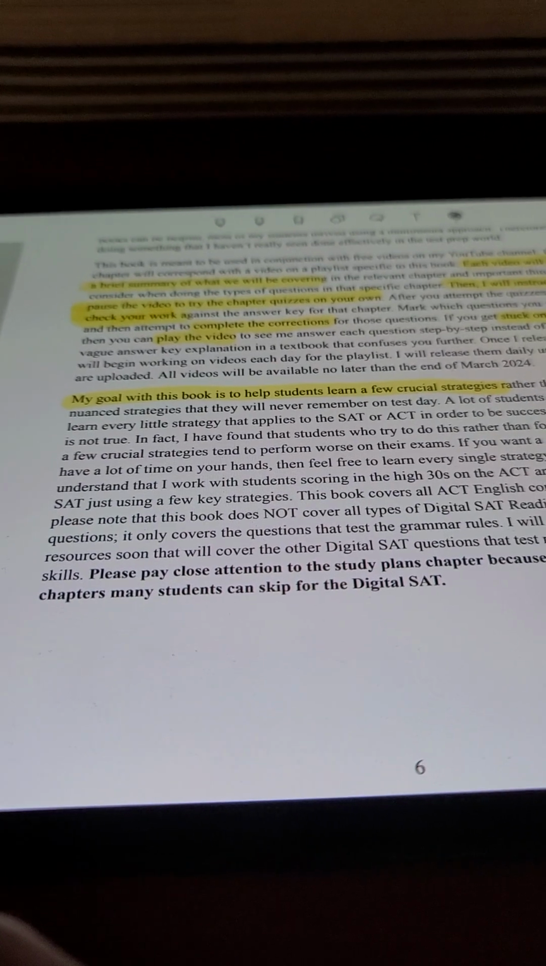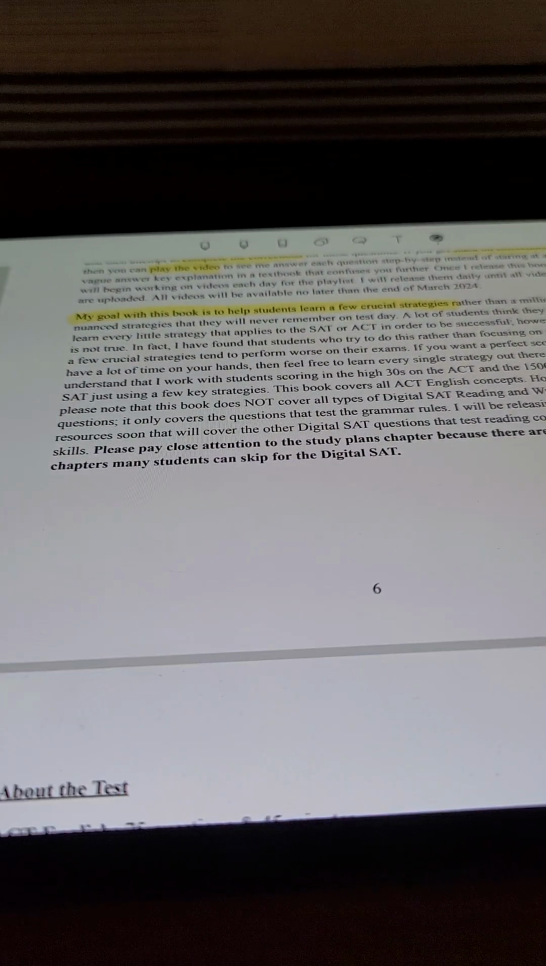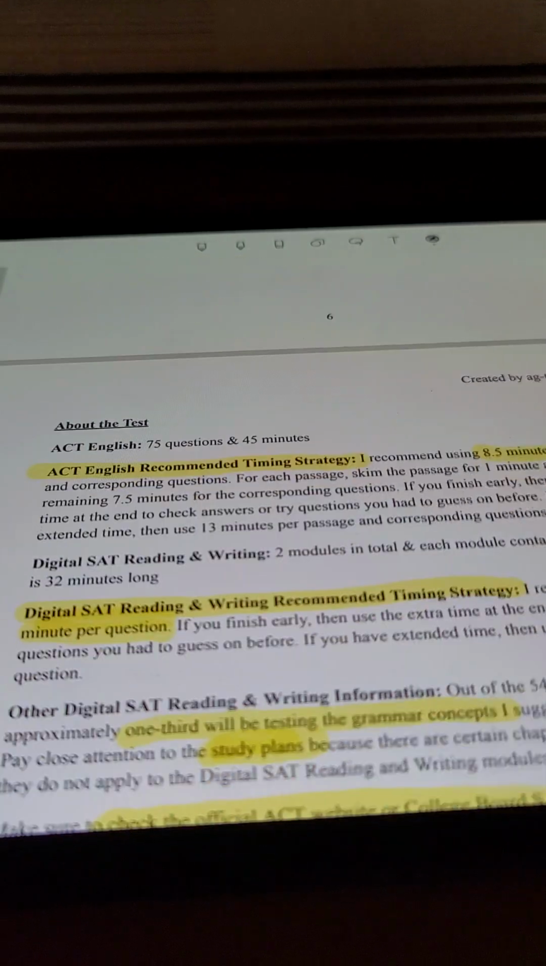So that's pretty much it. And pay attention to the study plans because it'll tell you what the most important stuff is to do and what specifically I recommend in terms of what chapters to skip and stuff like that.